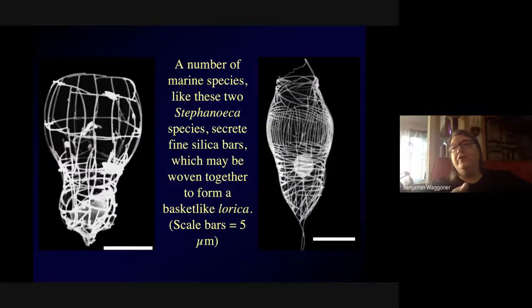So a lorica is just a term for chest armor, and it's also used in invertebrate zoology to mean any animal structure that reminded somebody of armor. So the lorica right there is this silica bar structure.